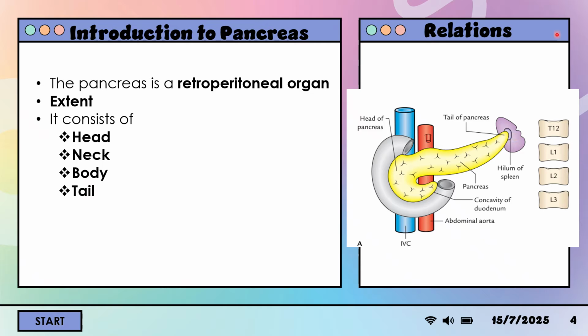Where it is located exactly, as we can see in the picture, it is extending from T12 to L3 level. So the pancreas lies more or less horizontally on the posterior abdominal wall in the epigastric and the left hypochondriac regions. It crosses the posterior abdominal wall obliquely from the concavity of the duodenum to the hilum of the spleen, opposite to the level of T12 to L3 vertebra. The greater part of the gland is retroperitoneal, behind the serous floor of the lesser sac. Its left extremity, the tail, lies in the lienorenal ligament.